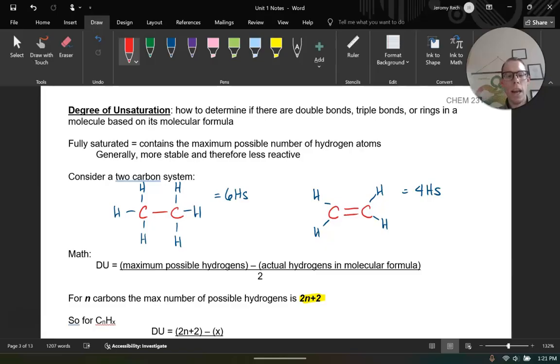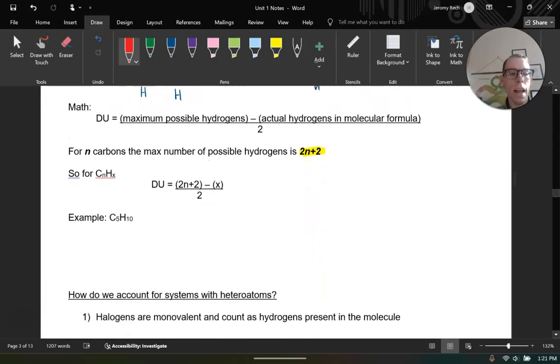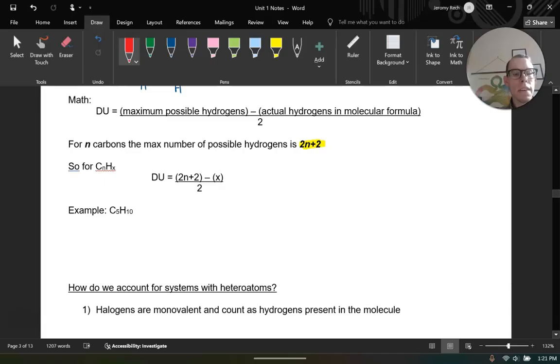So let's go ahead and follow this same mathematical formula for a generic system. Let's think of C5H10.